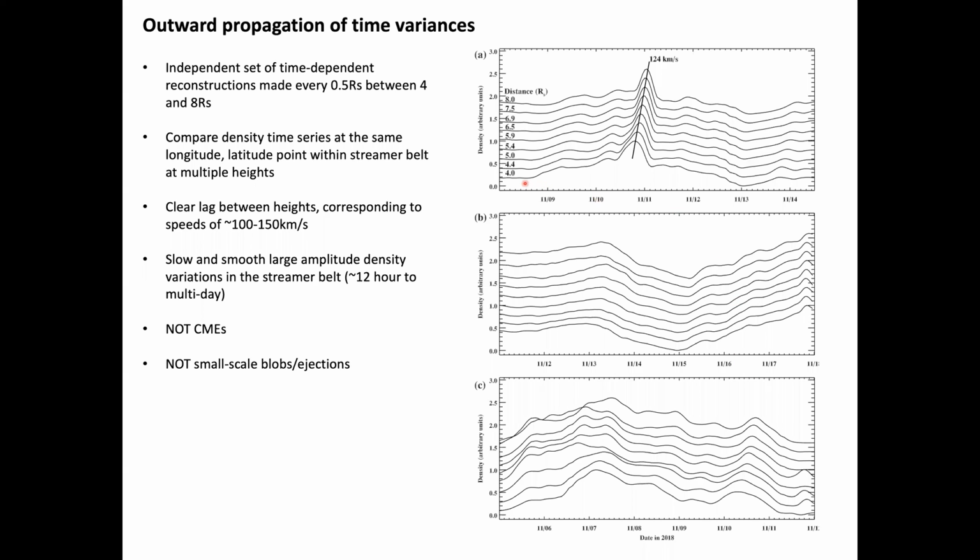Furthermore, when we plot a density change over time at a point in the corona, and we do this for several heights and stack them like this, we find that there's a lag in density differences between 4 and 8 solar radii, a consistent increasing lag. And this lag corresponds to a velocity of around 100 to 150 kilometers a second. So these are not CMEs. They're too large to be small-scale blobs or ejections. They are smooth changes in density, large changes in densities over timescales of 12 hours to 2 or 3 days.